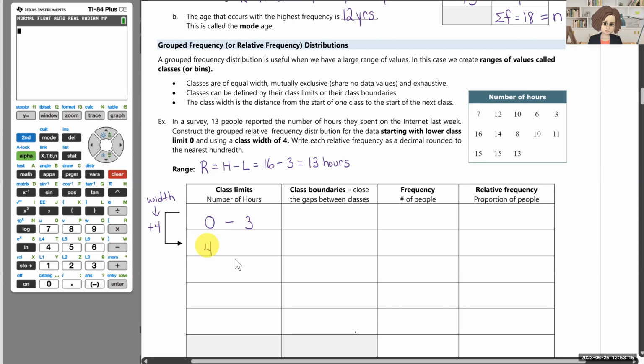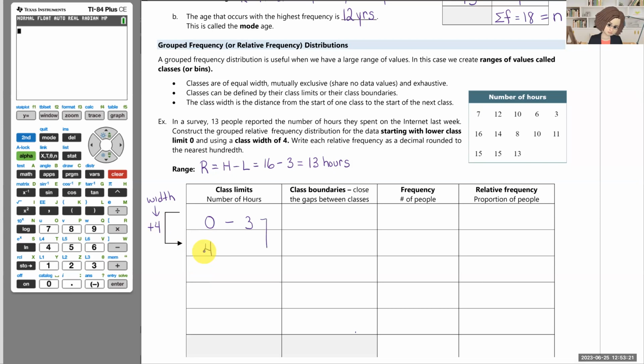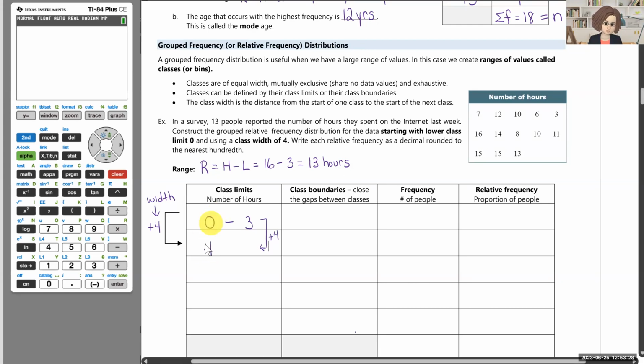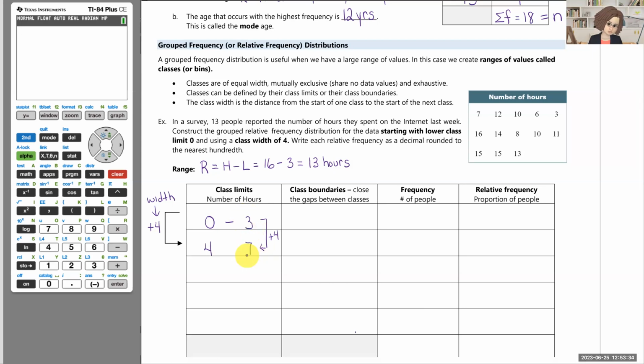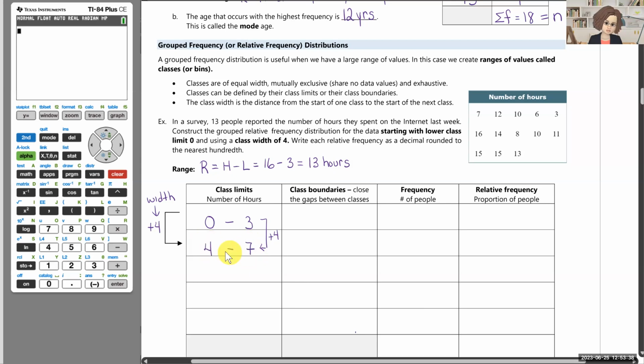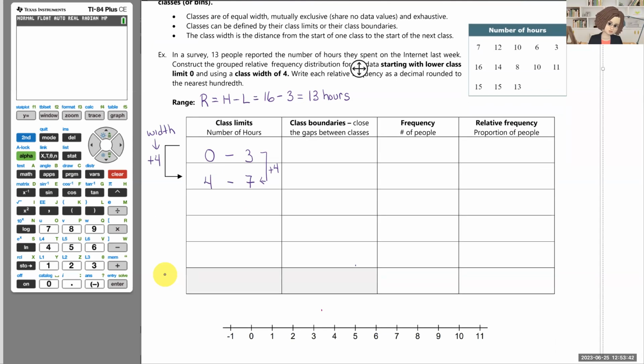And then for the next group, now, once you know the class width is 4, that also will be the distance between the upper class limits. So lower class limits and upper class limits. So now if I just add 4 to 3, that will bring me to 7. So people that spent 4 to 7 hours on the internet. And then we can just keep adding 4 here going down the page.